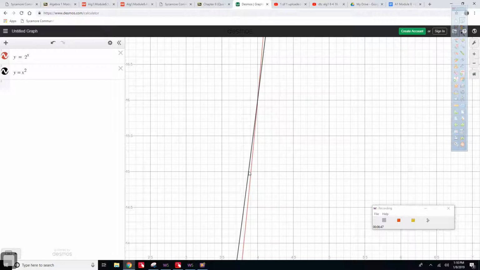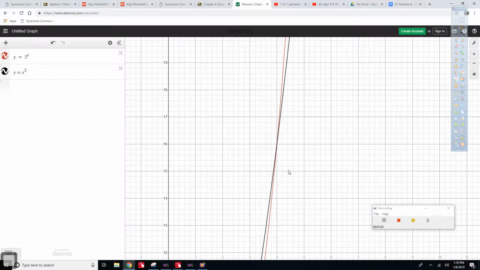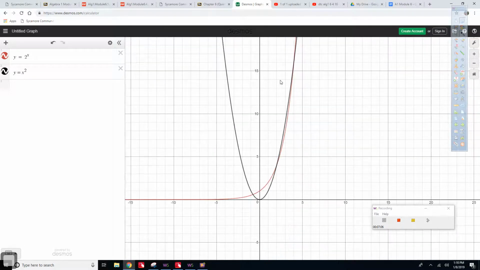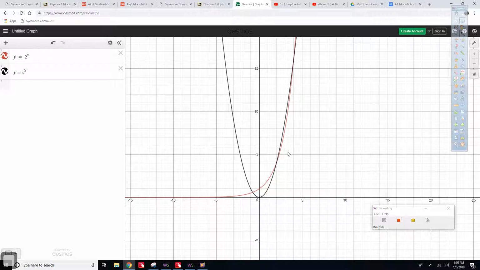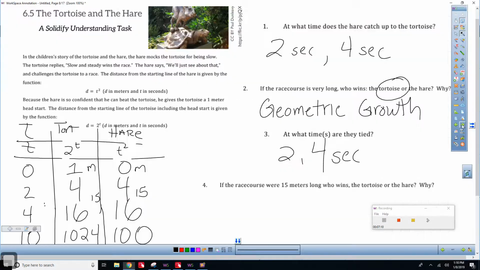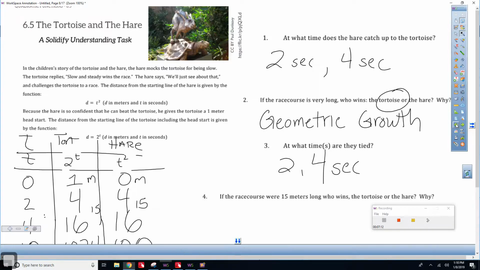Well, which one happens earlier in time? Time is on this axis. So which one gets to 15 first? The black one, right? And the black one is the tortoise. So that's the answer to that question. Okay? The tortoise. Why, see, Desmos. It's close. Okay? Alright, here we go.